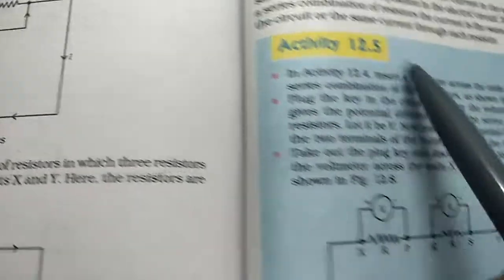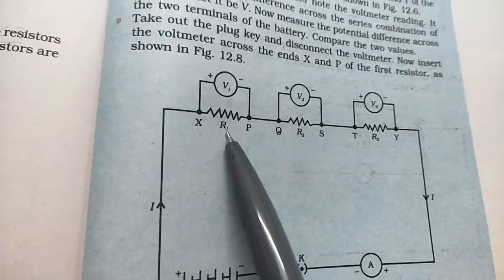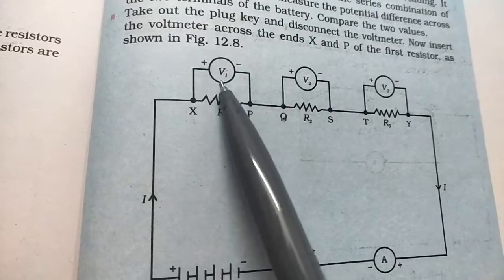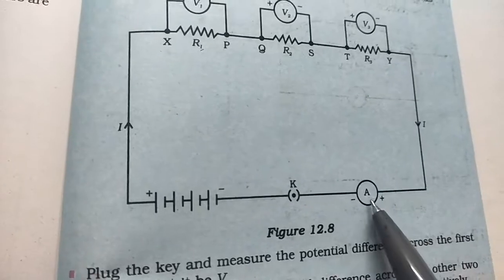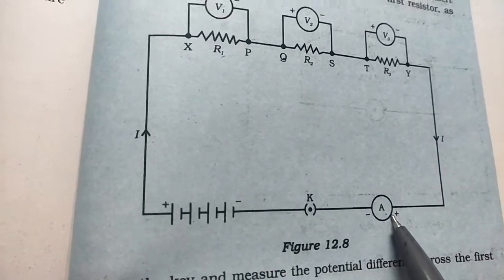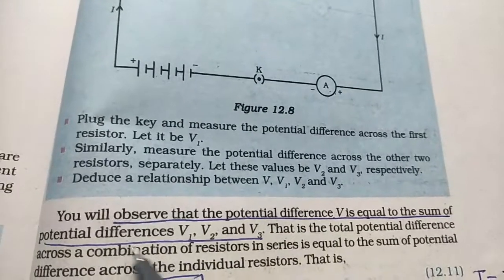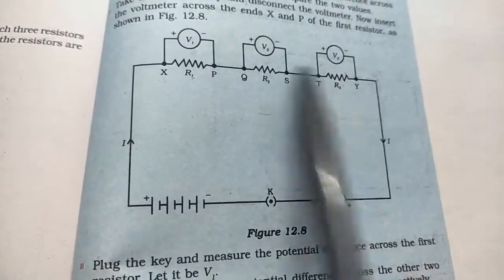Now to study this topic, first we'll see activity 12.5. In activity 12.5, you see a circuit diagram. Here there are three resistors R1, R2 and R3 connected in series. Each one of them has a voltmeter to get the voltage V1, V2 and V3. This is the ammeter to measure the electric current I. When you switch on the circuit, we see that the potential difference V is the sum of V1, V2 and V3. So if we want the total voltage of this system, when we add these three, we will get V.